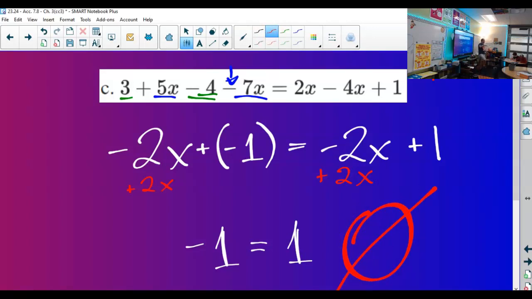The infinity symbol is the absolute opposite of this. No solution means no number works. The other one means any number works.